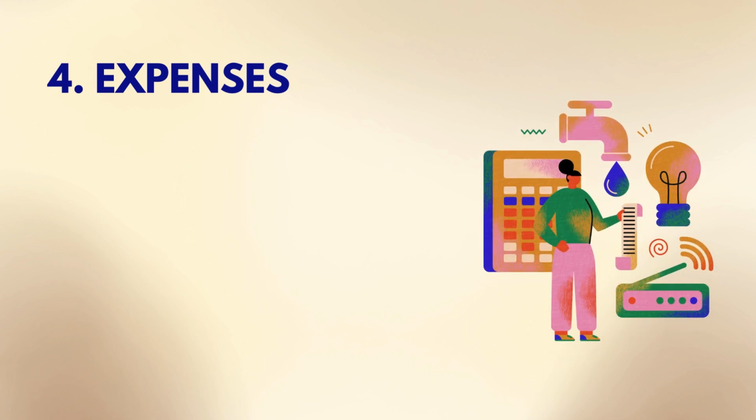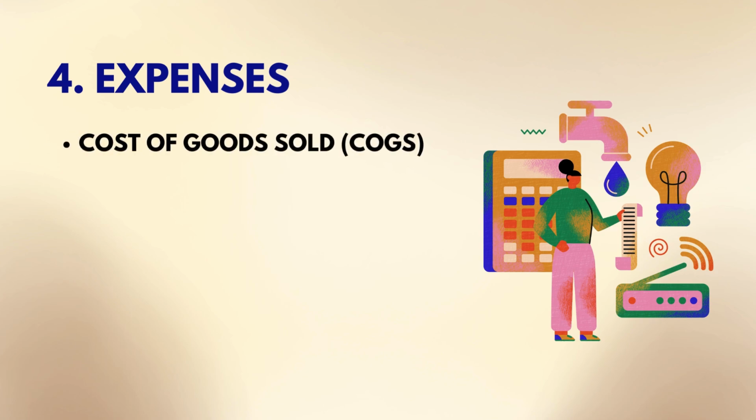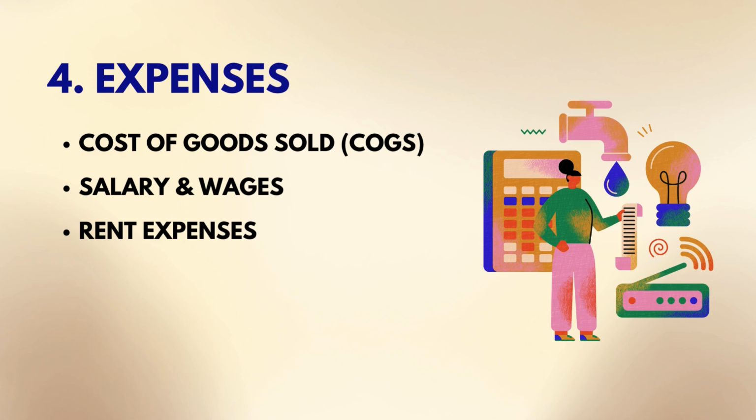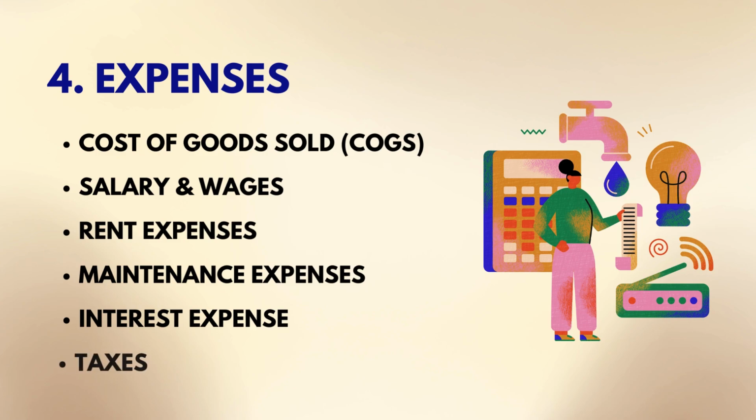Next one is expenses. Expenses for a business are the costs incurred in the process of generating revenue. These expenses represent the outflows of resources that a company incurs to operate and sustain its activities. These may include operating expenses like cost of goods sold, salary and wages, rent expenses, maintenance expenses, and non-operating expenses like interest expense, taxes, etc.